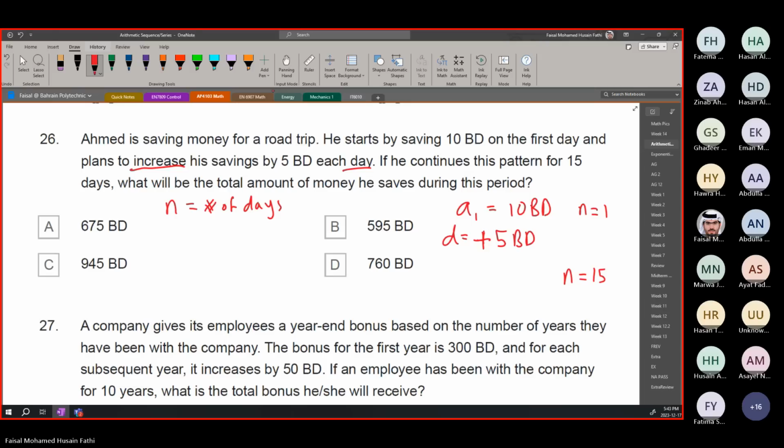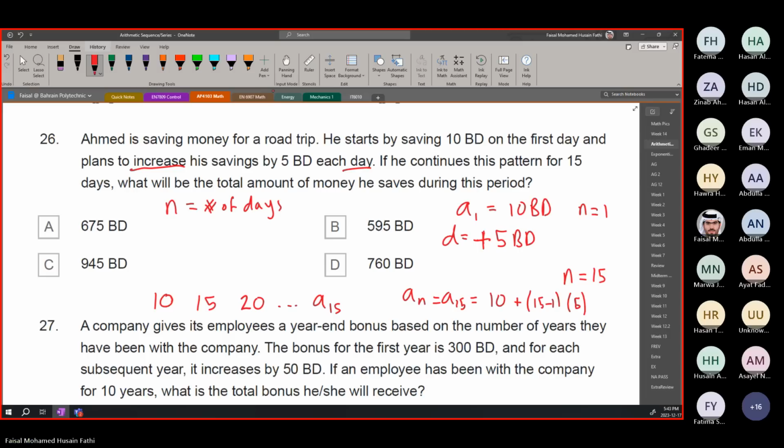If we write the sequence, it will be 10, then plus 5 is 15, then plus 5 is 20, and so on until we reach our A15. The savings is 5 each day. So we simply just have to find our AN, which is A15, which is equal to A1 plus N minus 1, which is 15 minus 1, times our D, which is 5. And that's it. And that's your solution.